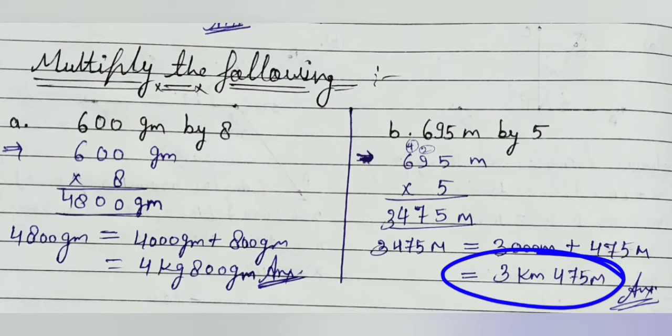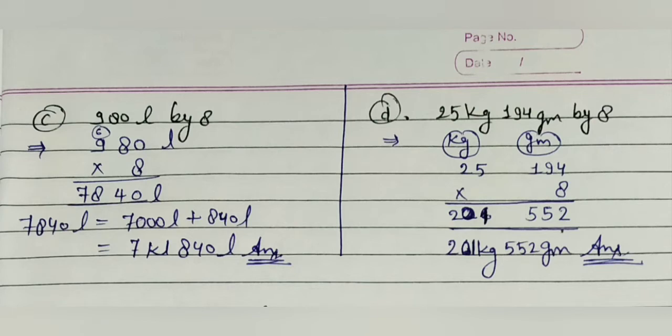Alright. Now come ahead. The next question is 980 liter, and we have to multiply it by 8. But liter means it is talking about liquid. Okay, so put 980 in this way, and 8 below the 0. Okay, 8 below the 0, and put the sign of multiply. Let's multiply it just like the simple question.